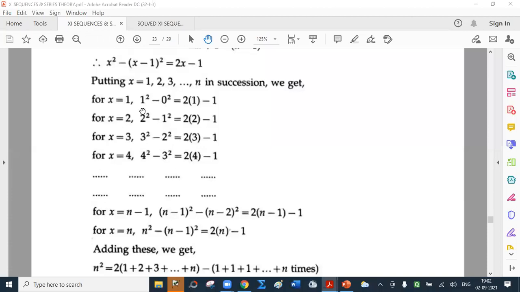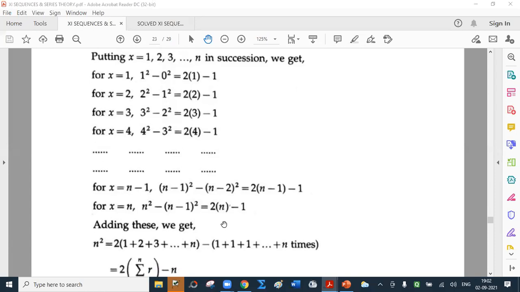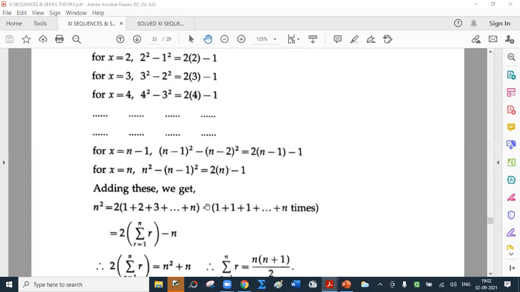Consider the left hand side. If you add, 1 square gets cancelled, 2 square gets cancelled. So what remains is this n square. See the cursor. n square minus 0 square, that is n square. Now on the right hand side, you have to add column wise. Column wise means vertically. So take 2 common because each term contains 2. If you take 2 common in bracket, you get 1 plus 2 plus 3 up to n. Take minus n common, 1 plus 1 plus 1. How many times? n times.